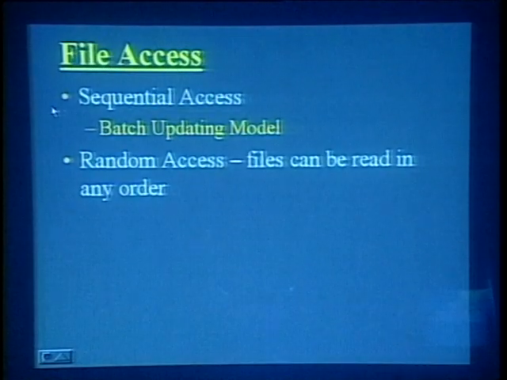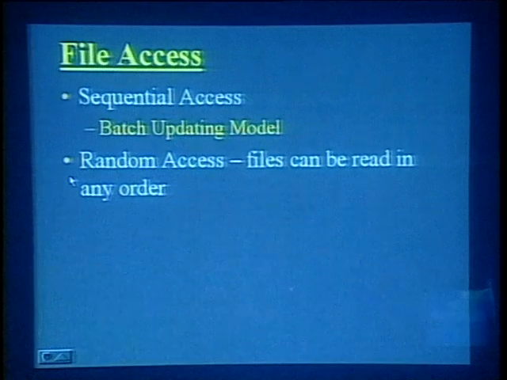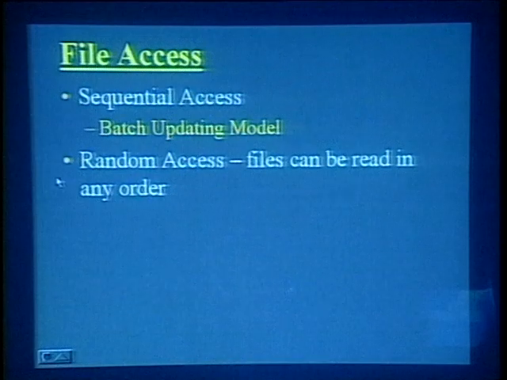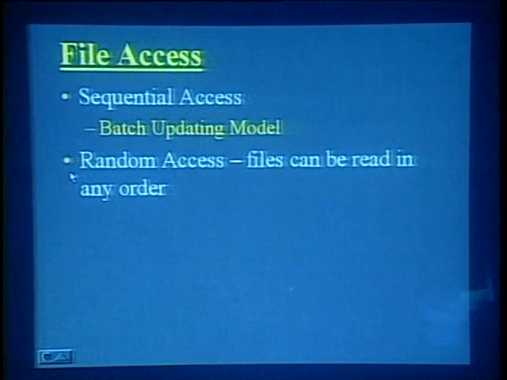Now let's discuss the various access mechanisms used in the file systems. Primarily, there are two mechanisms with which we access files. Number one is sequential access, and number two is random access. In sequential access, we have to start at the start of the file and then read as the file progresses. In random access, we can go to any point in the file and read whatever we want.